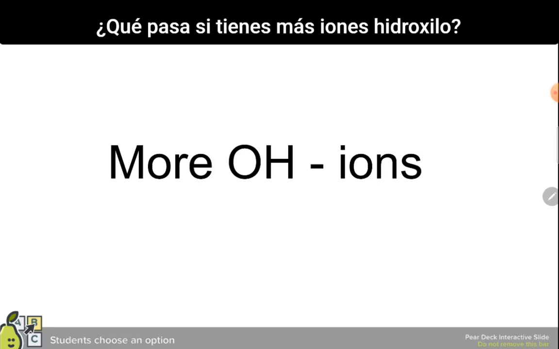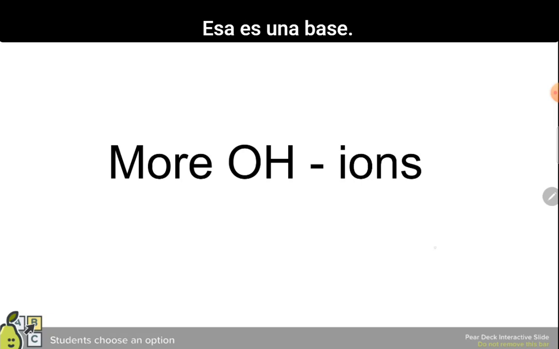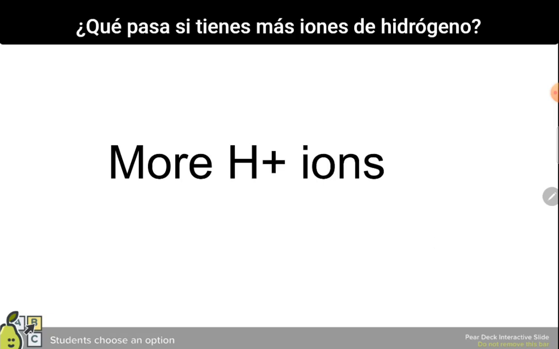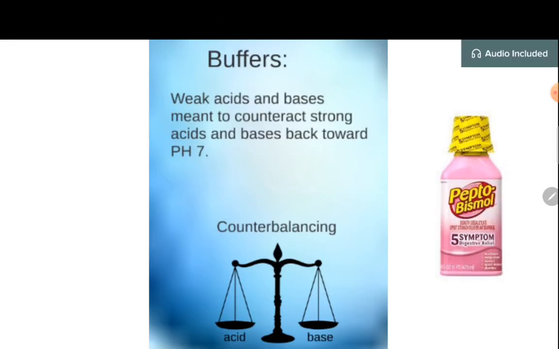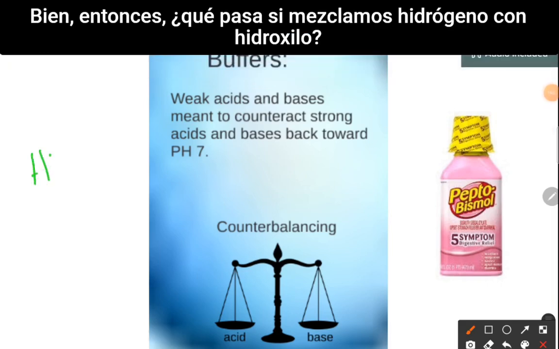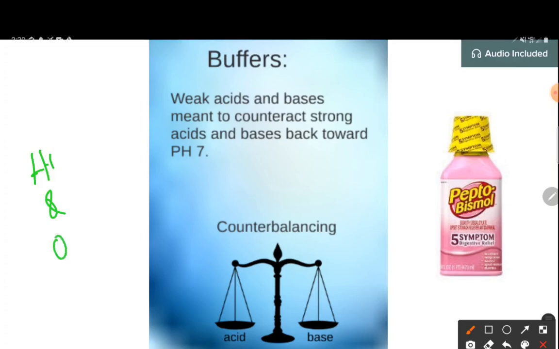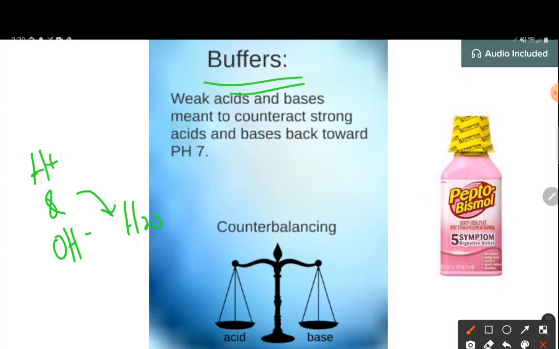What if you have more hydroxyl ions? That is a base. What if you have more hydrogen ions? That is an acid. Okay, so then what happens if we mix hydrogen with hydroxyl? You go back to water. And so you can counteract an acid with a base, and we call that buffering.